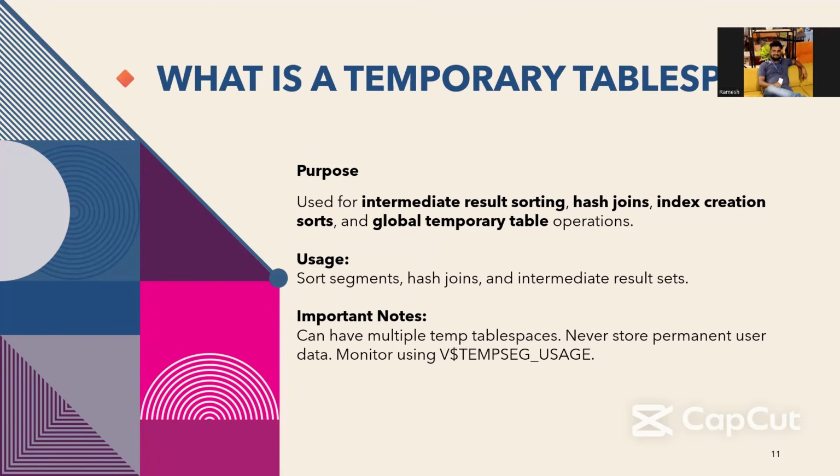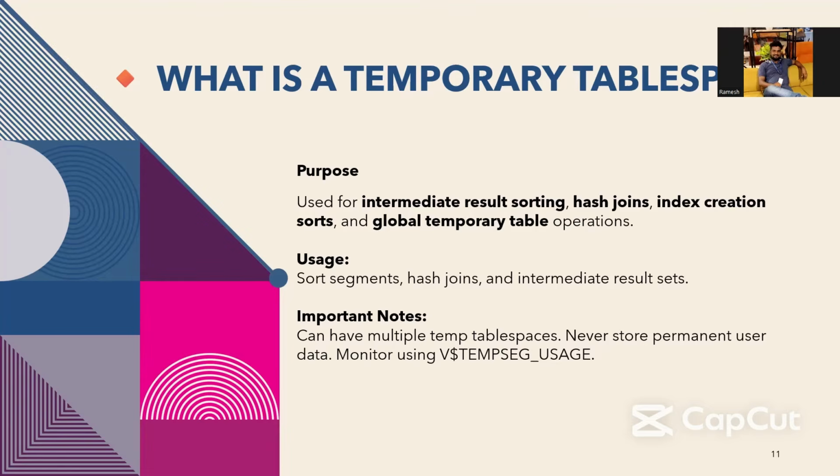And then temporary tablespaces. A temporary tablespace is used for intermediate results, sorting, hash join, index creation, sort, and global temporary table operations. So for the usage of sort, for example, select star from employee. This is one of the SQL statements. With select star from employee, there is no filter operation, so the server process will be collecting the data from the data files and keeping it in the database buffer cache.